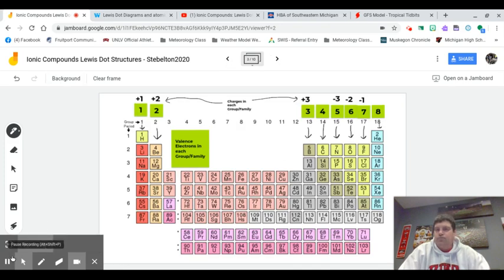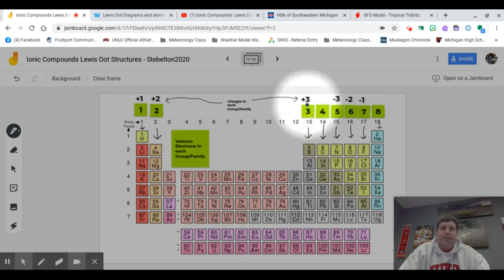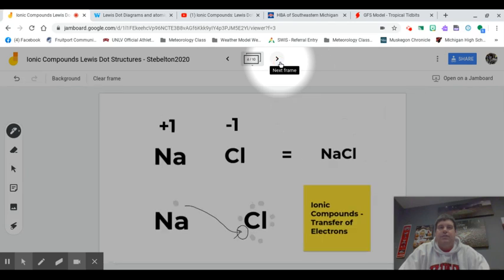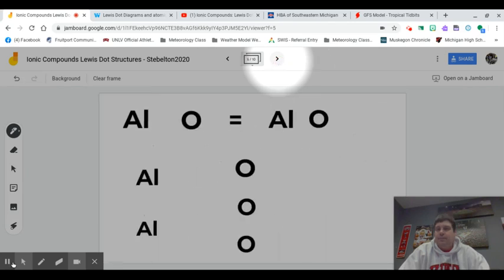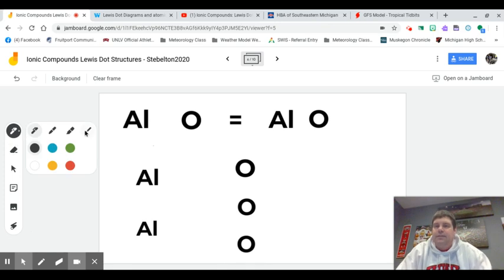Aluminum right here has a charge of +3, and oxygen has a charge of -2. Okay, again, aluminum, a charge of +3, oxygen, a charge of -2. So I'll go back to that problem. And I'm just going to write it up here. It might be a little messy, but it's quicker for me to write it than to print the sticky notes.